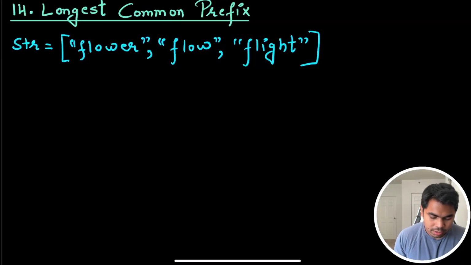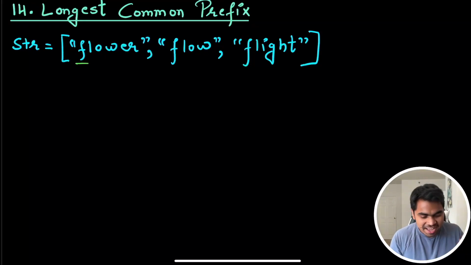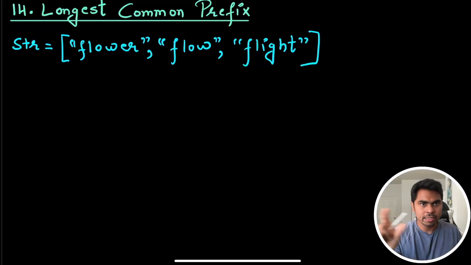So what do they mean by this longest common prefix? We will be given a string array which will contain n number of words. If n is the size of this string array, we need to return the longest common prefix. What is that? It's the common string or substring that is present in the beginning of all the words, and we have to select the longest of that string.